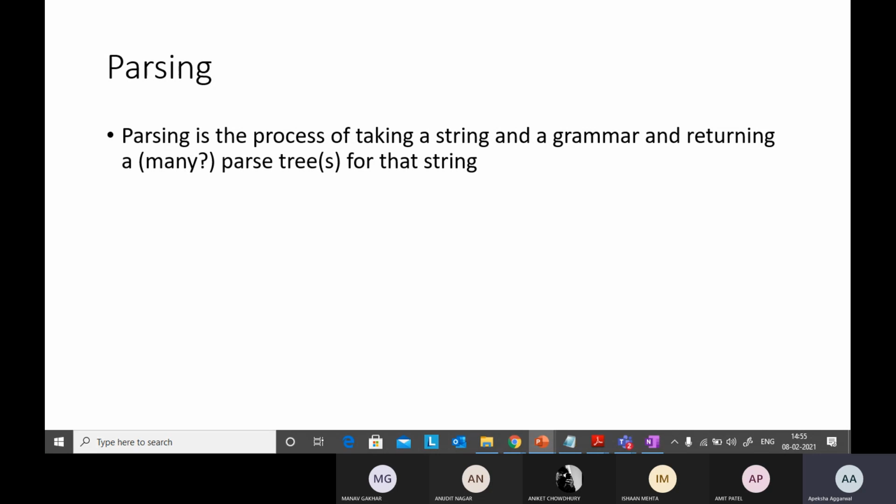Okay, then parsing. Parsing is the process of taking a string, basically a sentence, and a grammar that you have defined, and returning a parse tree for that string. Now the question is whether you can return one parse tree for one string, or one or more parse trees for the same string. The answer is you can have multiple parse trees for one string, but that is called an ambiguous grammar. For example, if for a sentence two parse trees are getting generated using the same grammar rules, that grammar is called ambiguous grammar, because we don't want our machine, whenever it is parsing, to generate two types of trees in the parsing process itself. So it should create only one parse tree corresponding to each and every sentence.